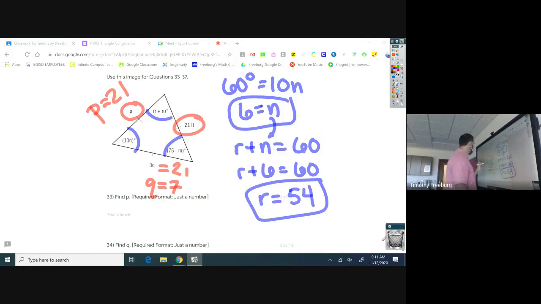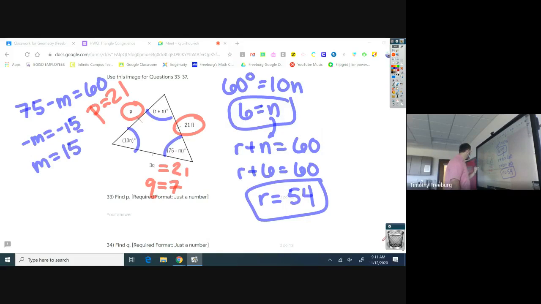And then lastly, we've got 75 minus m is equal to 60. So if we subtract the 75 from both sides, a negative m is equal to a negative 15. Positive m is equal to a positive 15. And we're in good shape. We got them all. So hope that went well for you.